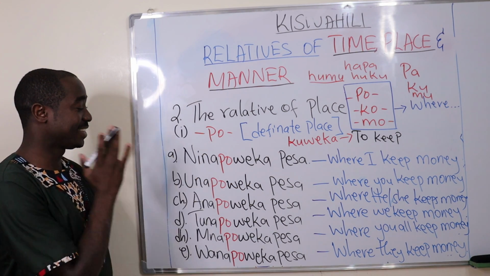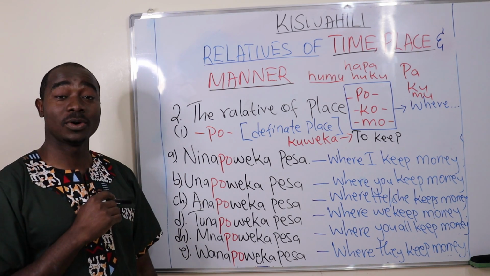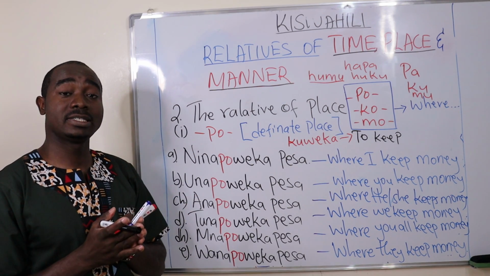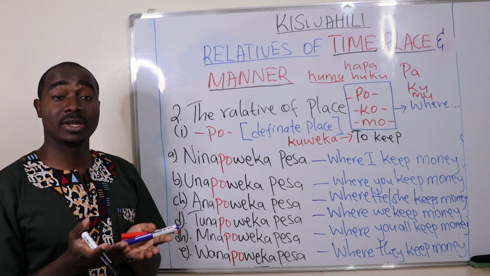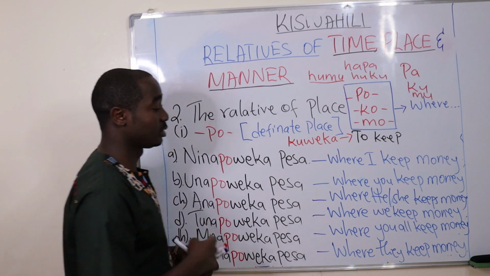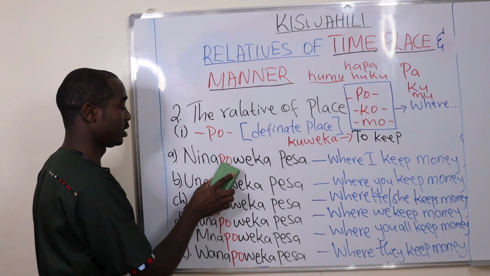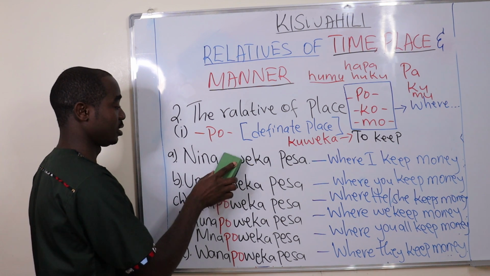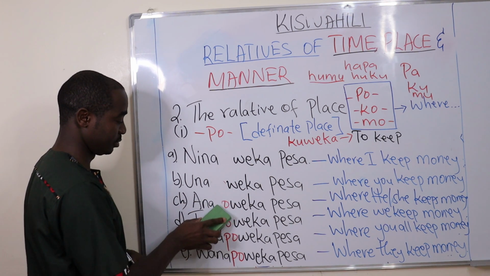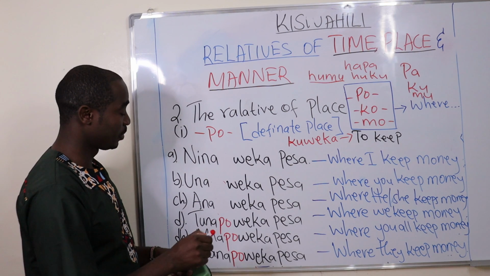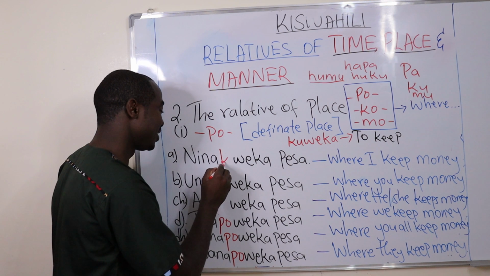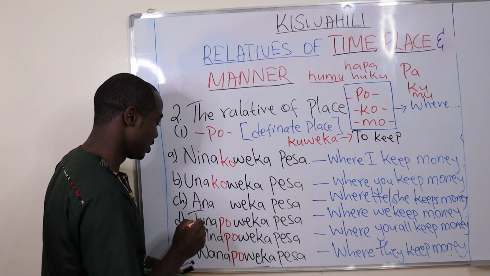So this is po. We can have ko. Ko is normally an indefinite place, a general location. Okay, ko. We can say we replace this one with ko here. I don't know if you'll figure out the difference, but let's see. Okay, ninako, unako, anako.